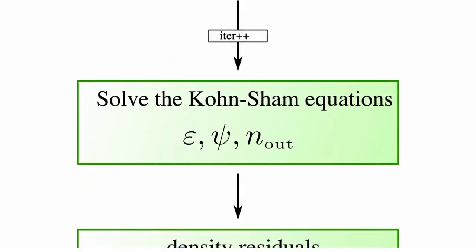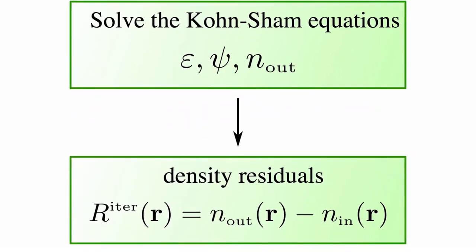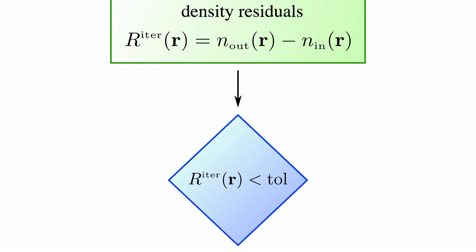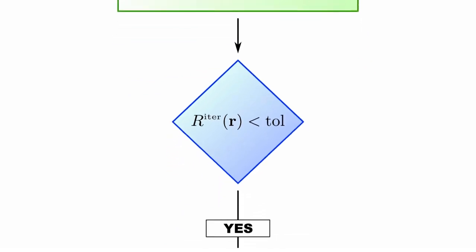We can at this point compare the newly obtained density with the previous one, the input density. Most probably, it will be different. But if the density has not changed, or to put it in a more operative way, if the density residual is smaller than a certain small value, called the tolerance, well, we have finished.